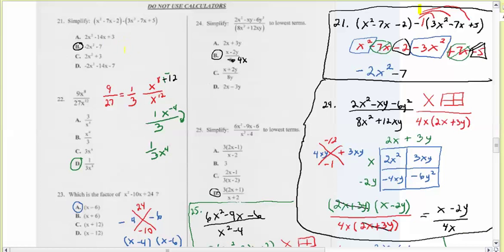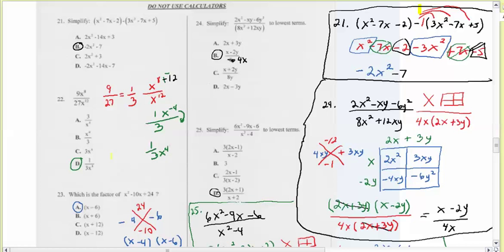Okay, number 22. I dealt with the numbers first, the 9 over 7 first. I got 1/3. Then I dealt with the x to the 8th and x to the 12th. I subtracted 8 minus 12, which is negative 4. Don't want a negative, so I put it in the bottom of my fraction to get 1 over 3x to the 4th, and that's how I came up with letter D.